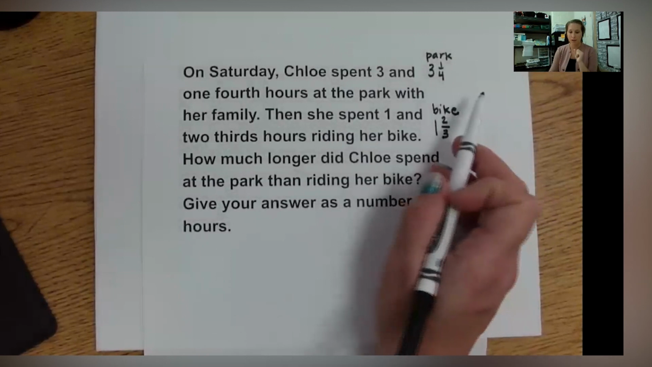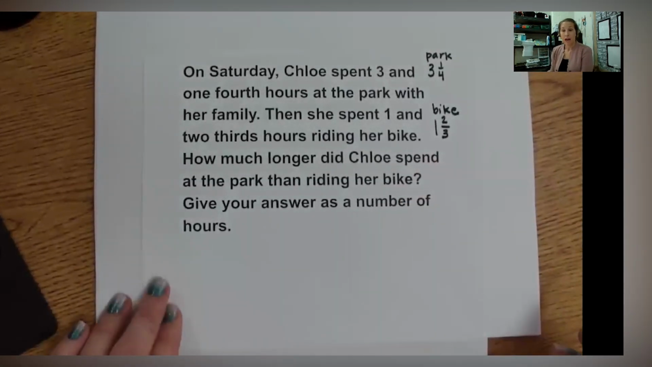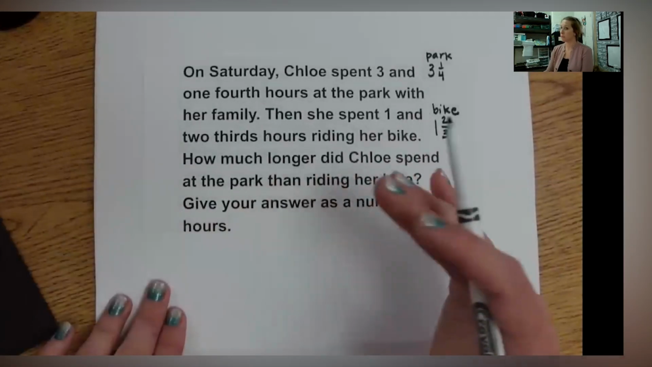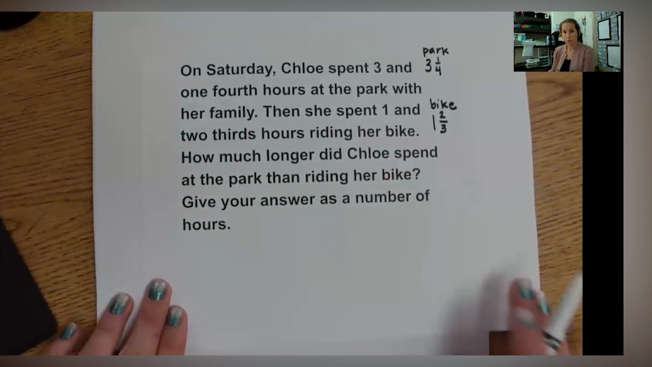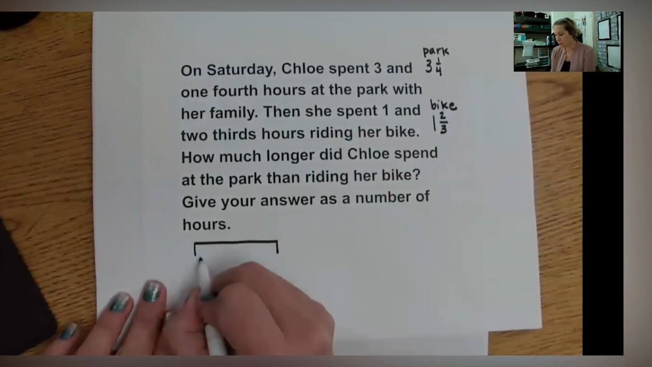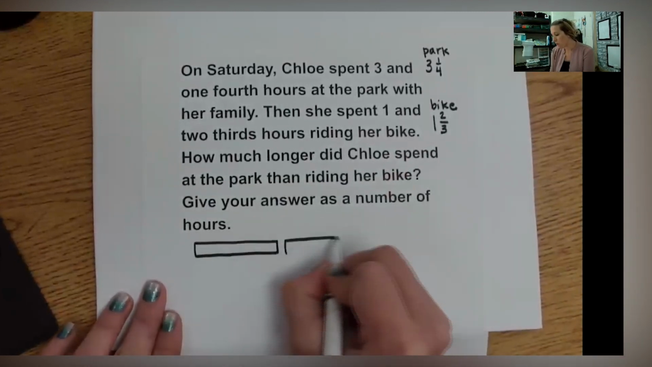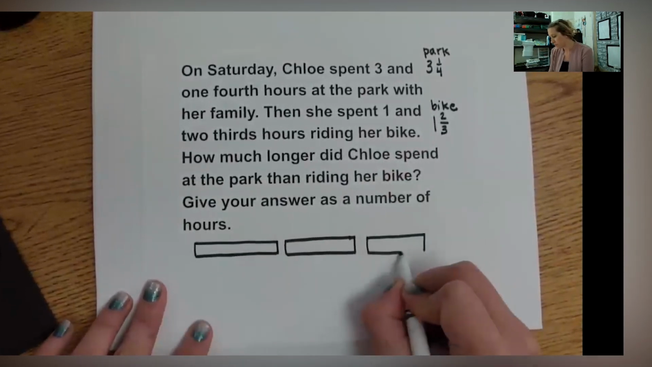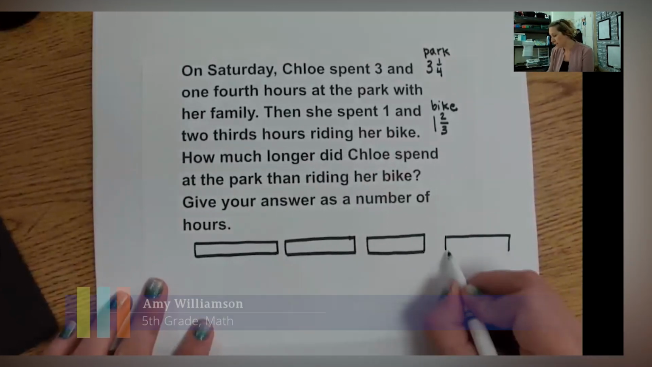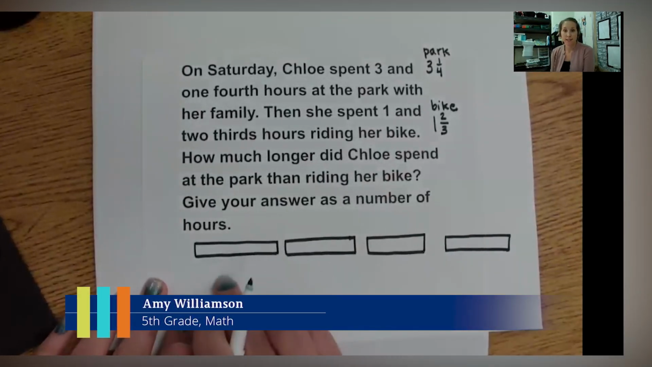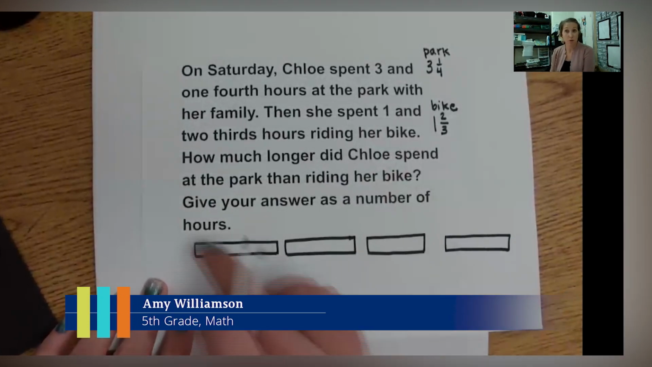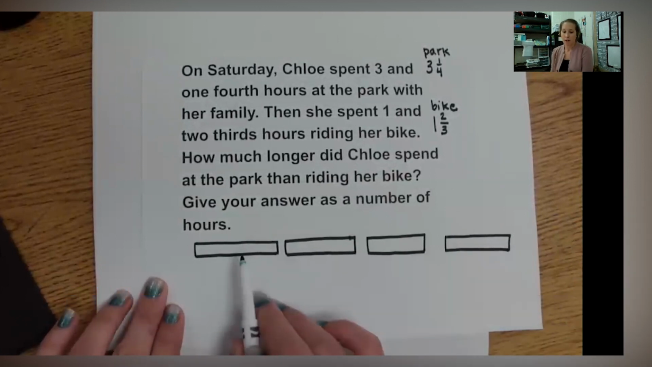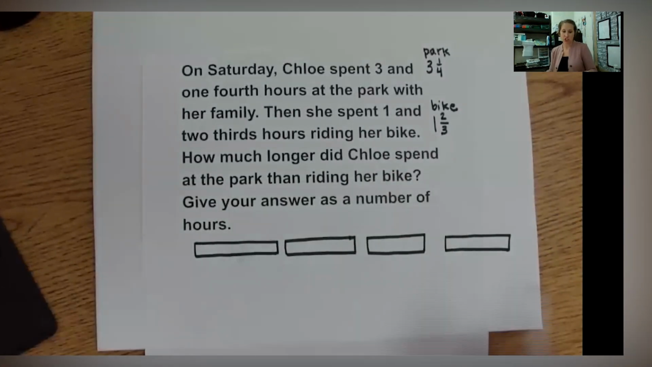How many wholes am I going to need? I'm going to need 4. 3 1/4 is bigger than 3, but smaller than 4. So let's start by doing our 4 fraction bars. You'll notice Miss Williamson tries to keep them as uniform or the same as possible, but sometimes it's a little harder to do. Now, if I want to model this, how many wholes should be shaded in?